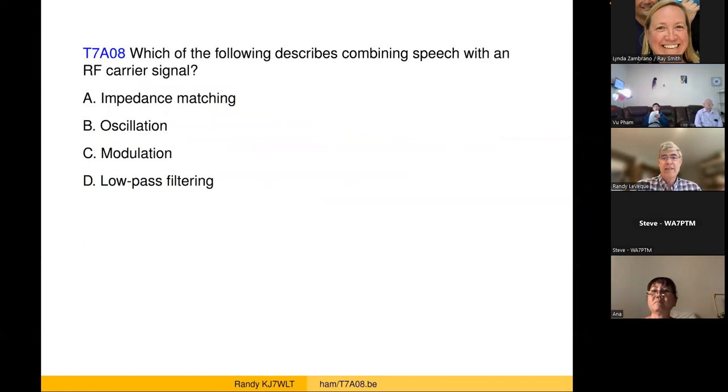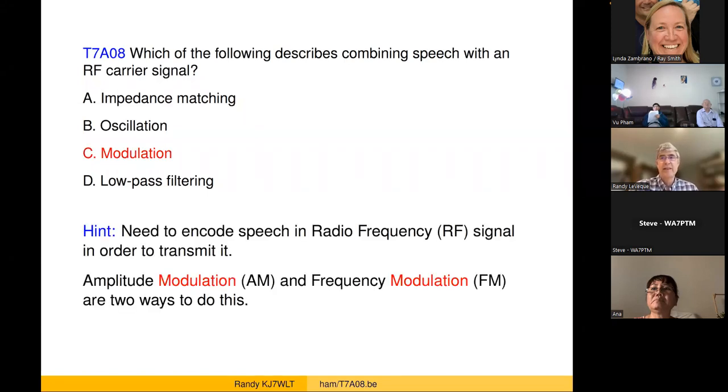Which of the following describes combining speech with an RF carrier signal? RF is radio frequency. Your transmitter sends out a radio wave at some frequency, but you typically want it to include information like your voice. You can't just send out a tone at a single frequency; you have to modulate it somehow. Modulation is what we call it when we take a pure frequency and change it so that it includes some information. You can modulate the amplitude, making the signal louder and softer, which is amplitude modulation, or AM radio. Or if you change the frequency a little from the baseline frequency you're transmitting on, that's frequency modulation, or FM. But modulation is any way of combining speech with the radio signal.